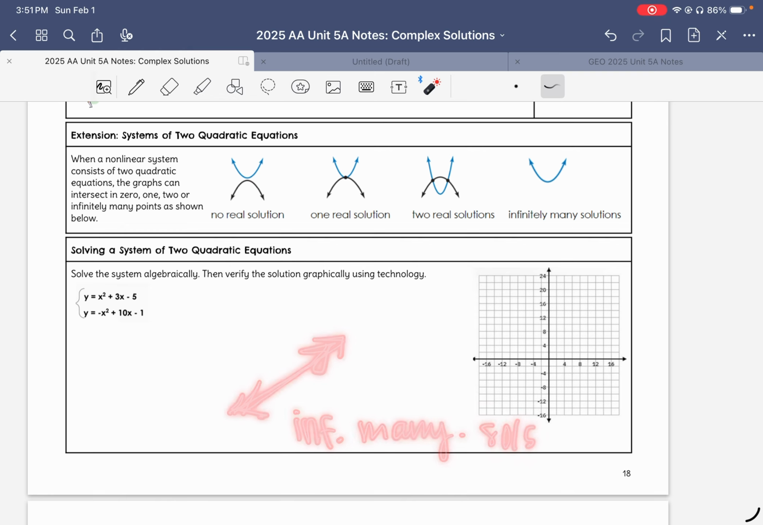So we can apply that same logic to our quadratic systems. As you can see here in your notes on page 18, no real solution, the quads don't touch. One real solution, they touch at that single point. Two reals, they cross just two times. And infinitely many solutions means that we have two quadratics on top of each other forming that U shape.